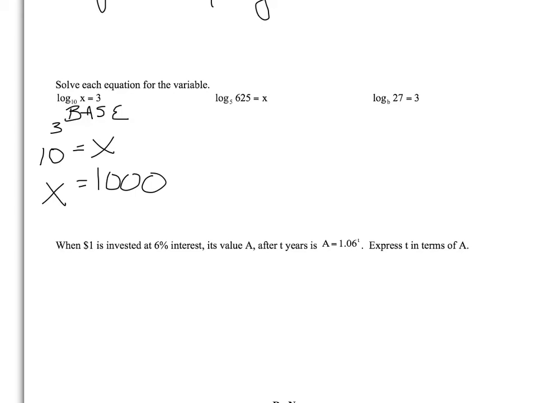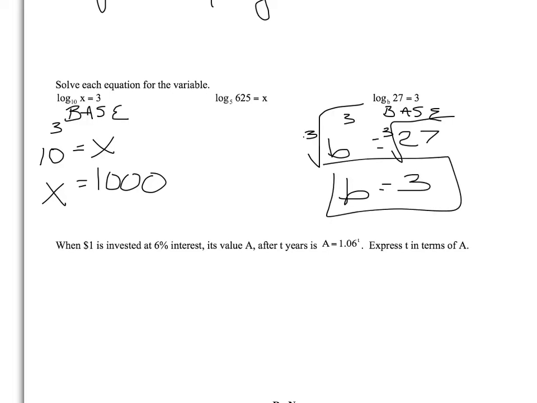For the third one, we're going to start by using BESA. Rewriting it, it's going to be b cubed equals 27. To get rid of the cubed or a cubed power, you have to take the cube root. Taking the cube root of 27 in your calculator gives you a b value of 3.